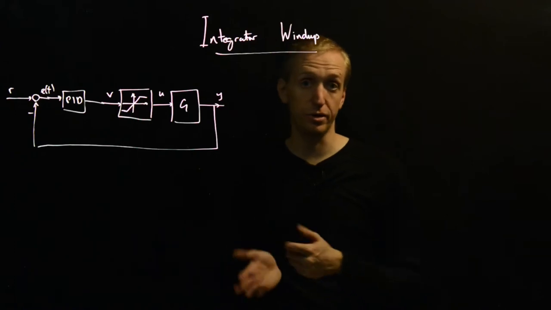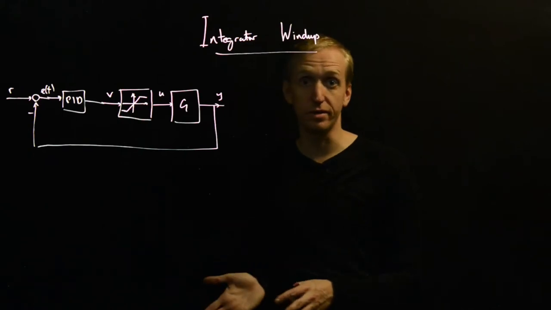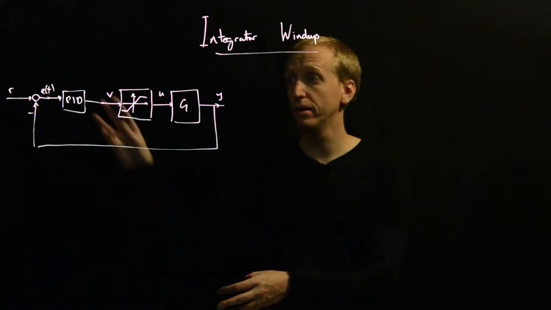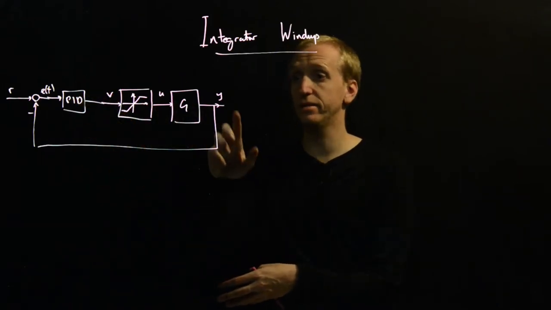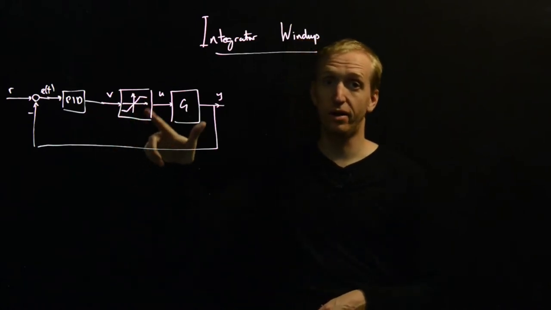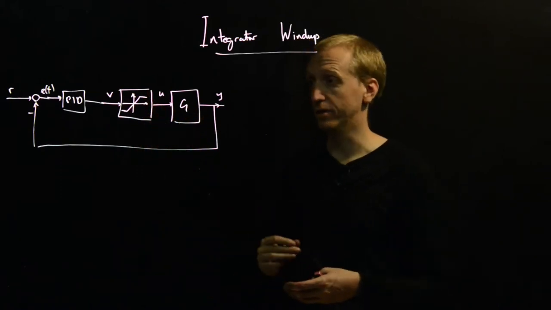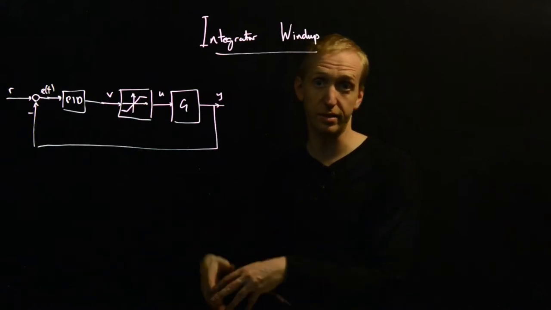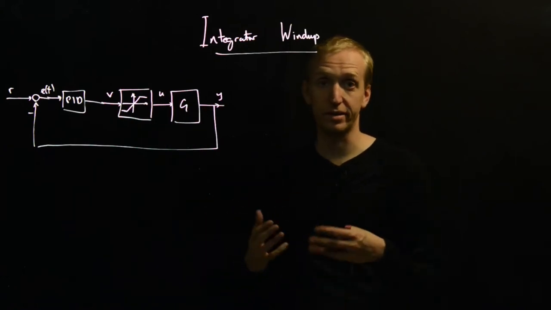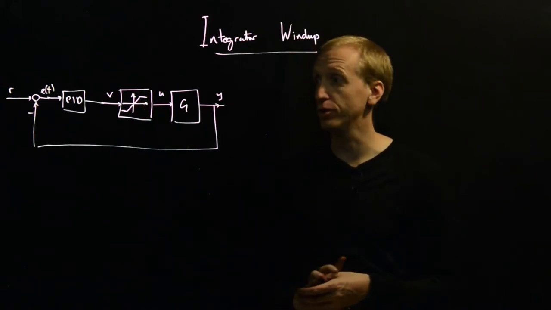It allows you to track set points with no steady state errors. You can eliminate constant disturbances. It's an extremely useful addition to any controller that you might design to regulate a system. However, it interplays in quite a nasty way with saturations, as we will now see. And so it's important to compensate for this, and that's what we'll talk about at the next lecture. But for now, we're just going to focus on explaining this windup phenomenon that you get when you have integral action and you have a saturation here.